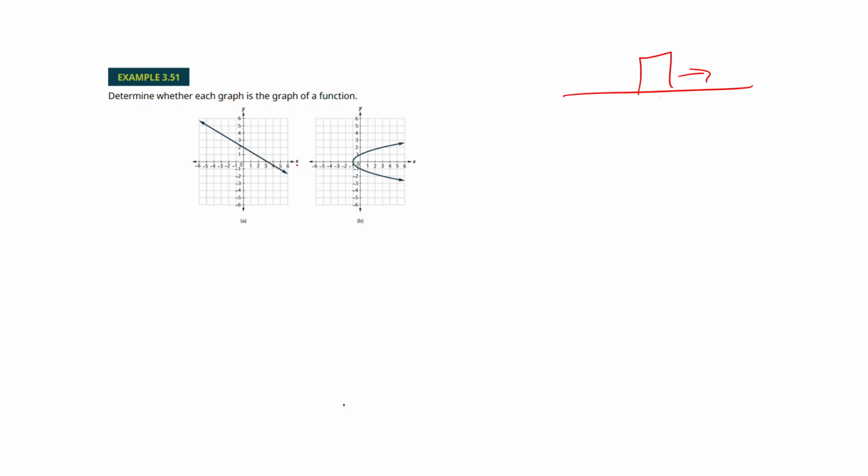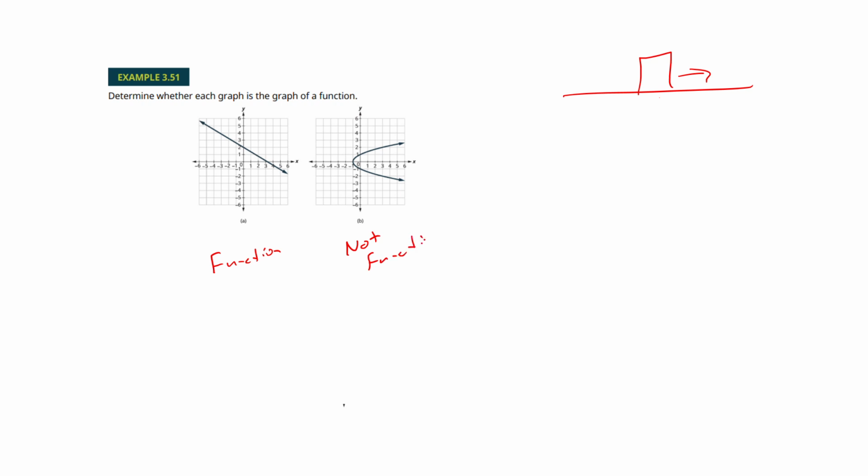And what you're going to do is use a vertical line. So imagine that you were running a vertical line or a ruler up and down anywhere on the graph. If it doesn't matter where you put your ruler, you hit the graph in one spot, then it's going to be a function. If your ruler hits the graph twice, in two different places, it's not a function.